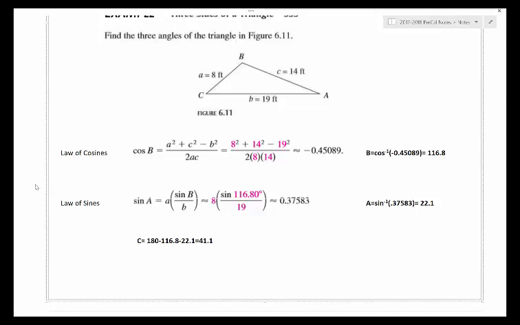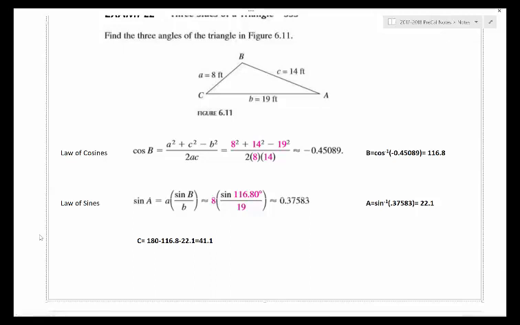0.37583. Now remember, that's the sine of the angle. In order to find the angle, I must take the inverse sine of it. When I do so, as you see on the right, I get 22.1. So now I've got angle A is 22.1, I've got angle B is 116.8.